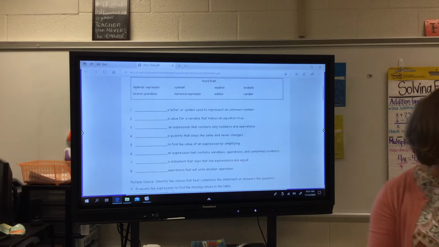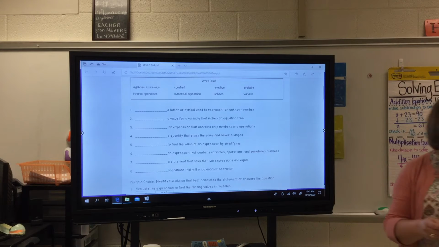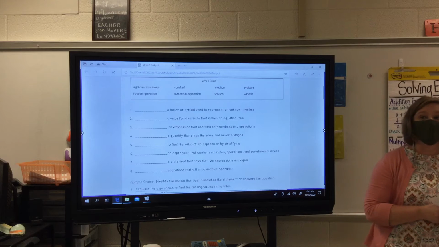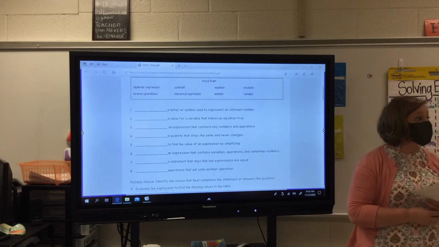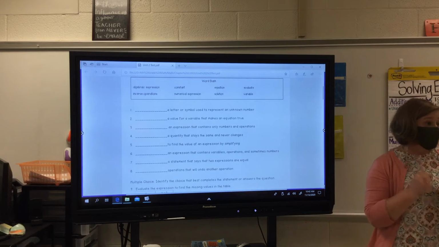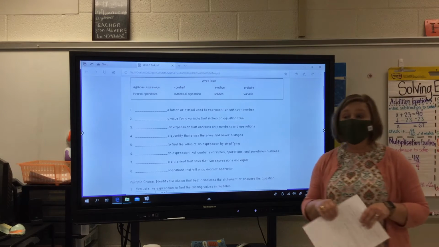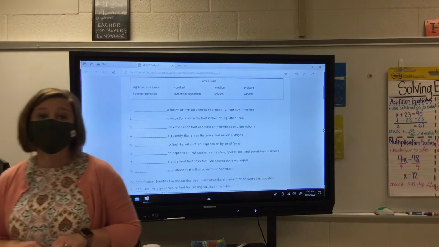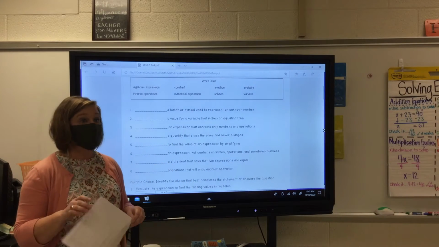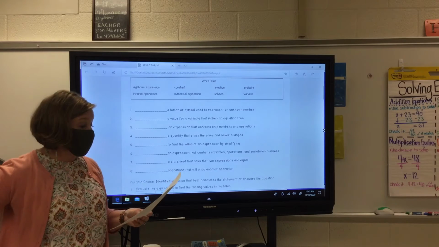So number 1 says, a letter or symbol used to represent an unknown number, okay? That is also on our algebra vocabulary anchor chart, okay? So it is not the exact same definition, but it is a very similar definition, okay? So use the resources that you have.